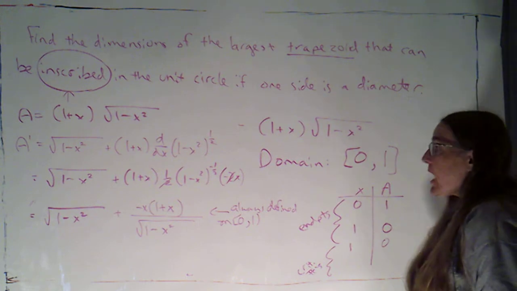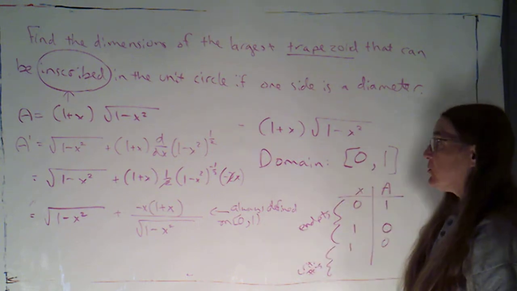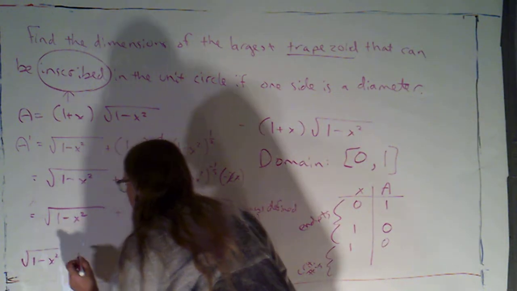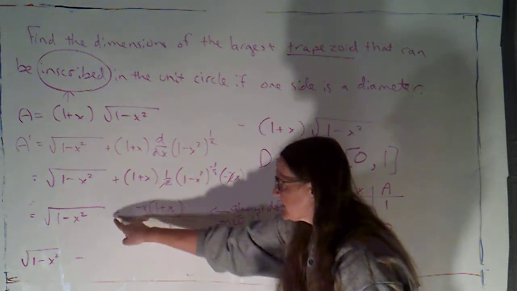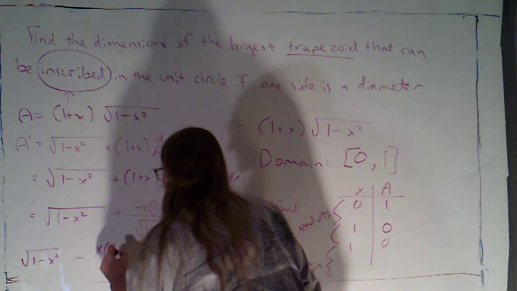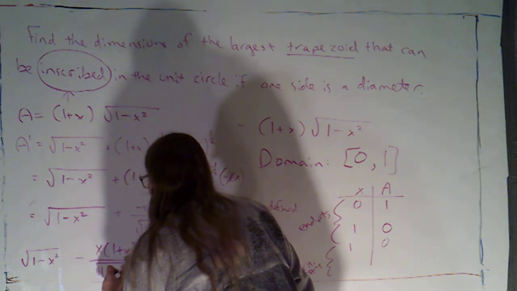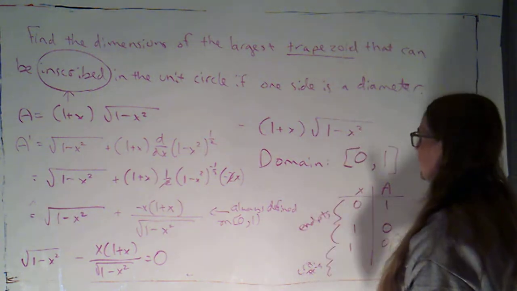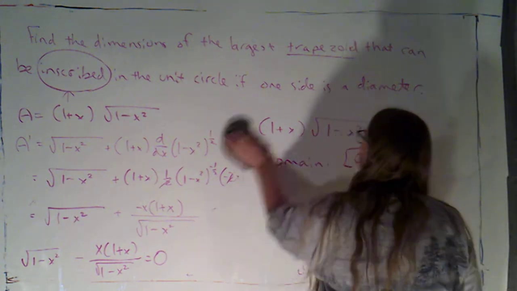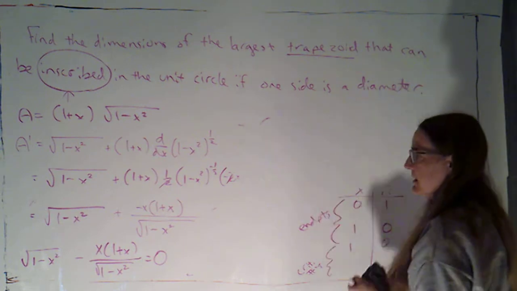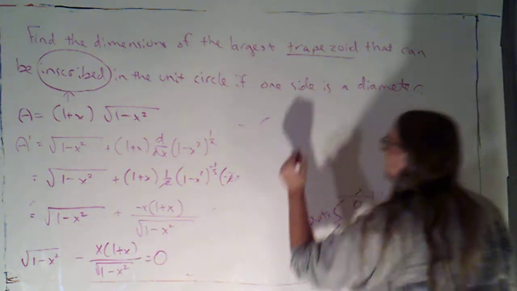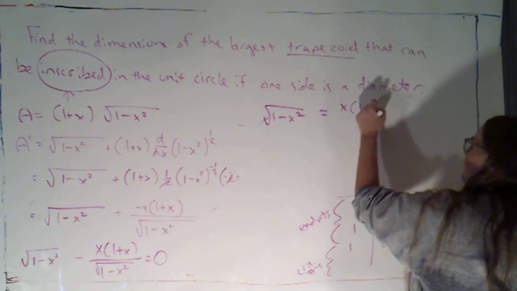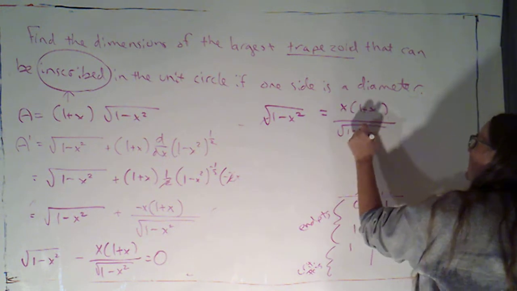Okay. So I want to see, where is this thing equal to 0? So notice that means that root 1 minus x squared minus, because I'm just going to bump that negative sign to the front, x times 1 plus x over root 1 minus x squared would have to equal 0. Now initially that might not look super lovely, but it's actually not too bad. Because what I'm going to do is just add this piece over, so that I get root 1 minus x squared is equal to x times 1 plus x over root 1 minus x squared.